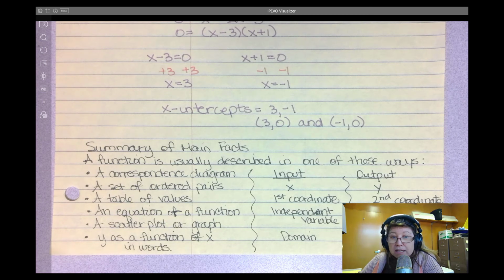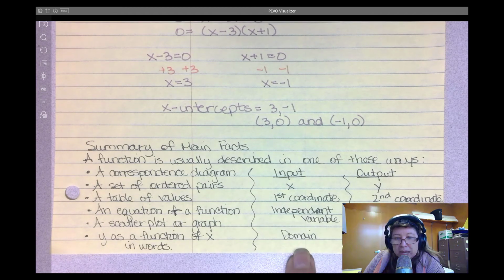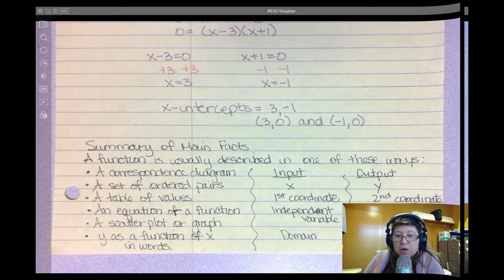Our input is x. It is our first coordinate when we have ordered pairs. It is our independent variable, and it is our domain. Our y is our output. It is our second coordinate of any ordered pair. It's our dependent variable, and it is our range.